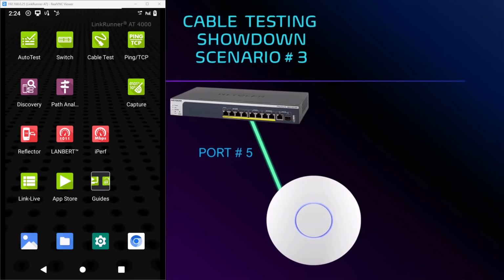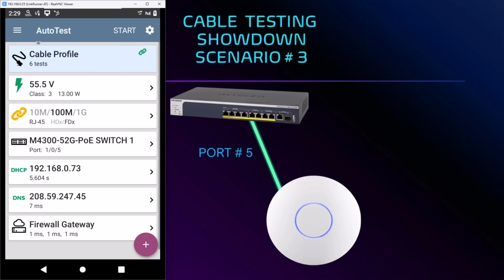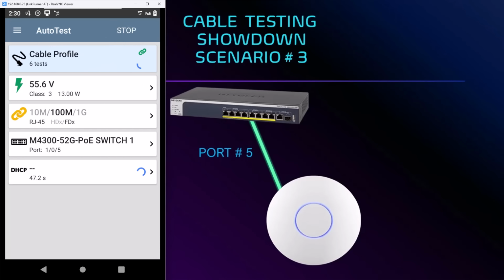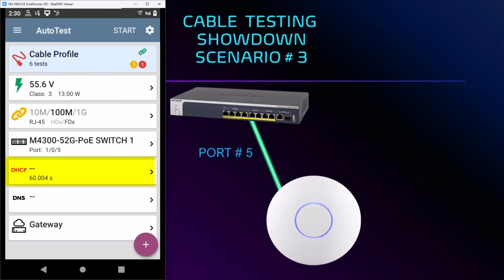To diagnose this issue, I will use the LinkRunner AT4000 to test the cable and validate the network connection. Tapping on the auto test icon immediately provides the following results. Here we can see that we are establishing an intermittent connection and we are receiving 13 watts of power over Ethernet. However, upon further diagnostics, we are unable to obtain an IP address from our DHCP server. The DHCP server is fully functional with an adequate pool of dynamic addresses.